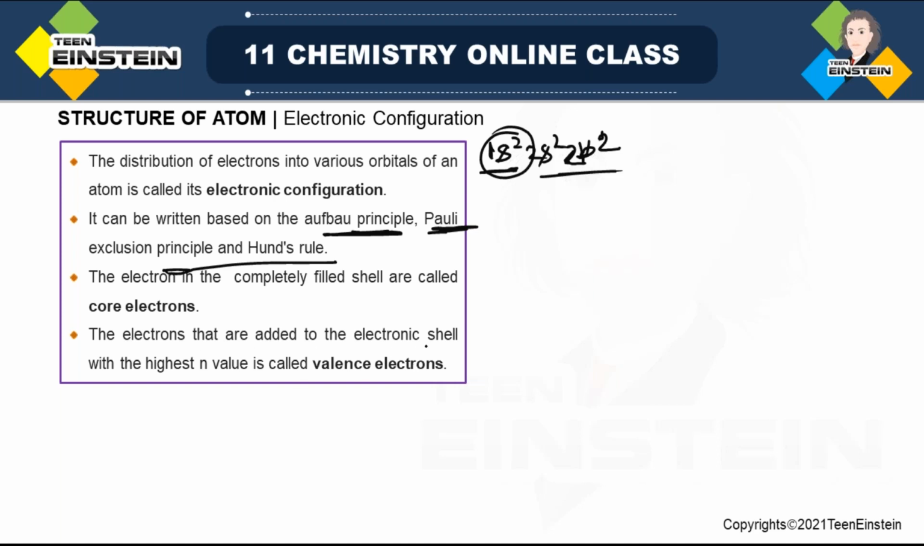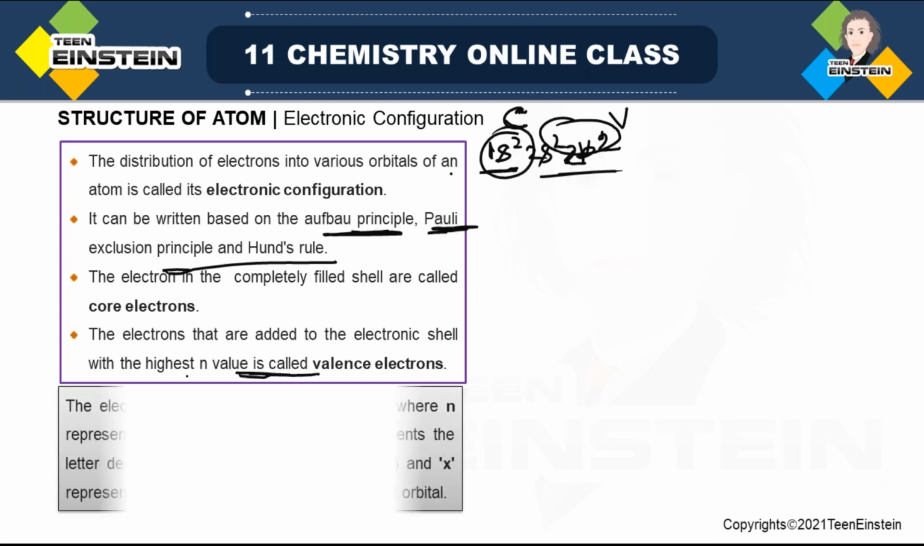The electrons that are added to the electronic shell with the highest n value will be called valence electrons. So these 4 electrons are valence electrons. I'm writing V here, and these 2 electrons are core electrons. I'm writing C here. C for core, V for valence.